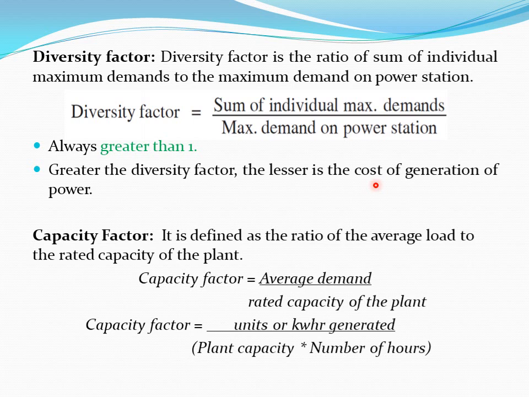Okay. Next definition will be the capacity factor. Capacity factor is obtained as the ratio of average demand to the rated capacity of the plant. The rated capacity and the plant capacity are one and the same. In certain places they will give you the rated capacity, in certain places they will give plant capacity. Both are the same. So from this formula only we have obtained this formula. Average demand is the ratio of units generated to the number of hours. So this is your capacity factor.